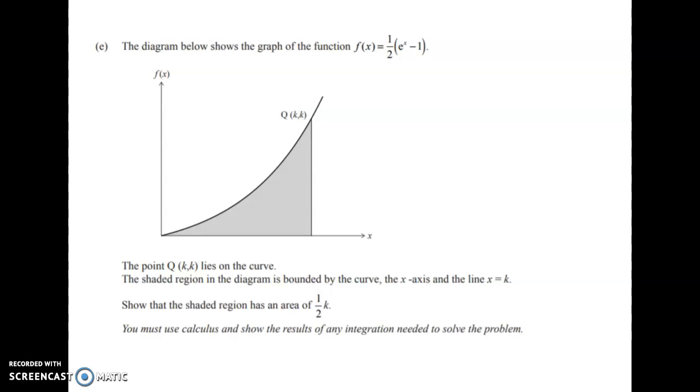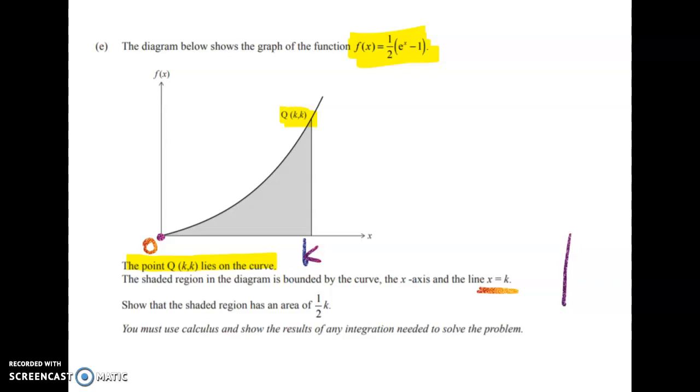So the diagram below shows us the graph of a function, and this is the function. The function is not that hard, right? It's an exponential, and we're told that the point K, K lies on the curve. So this is the point we've got here. Now from that we know straight away that the x value here is k, and we can see that this value here is 0. So the shaded region in the diagram is bounded by the curve, the x-axis, and the line x equals k. In other words, a vertical line there.